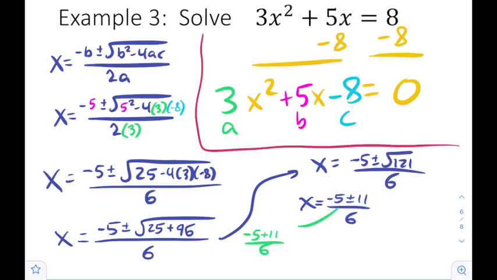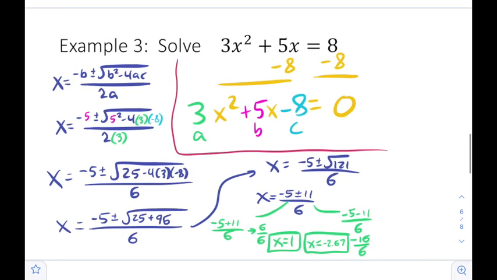So I take negative 5 plus 11 over 6, and then negative 5 minus 11 divided by 6. This becomes 6 over 6, or x equals 1, and this becomes negative 16 over 6, negative 2.67 according to my calculator. So now I have my two solutions to this quadratic.